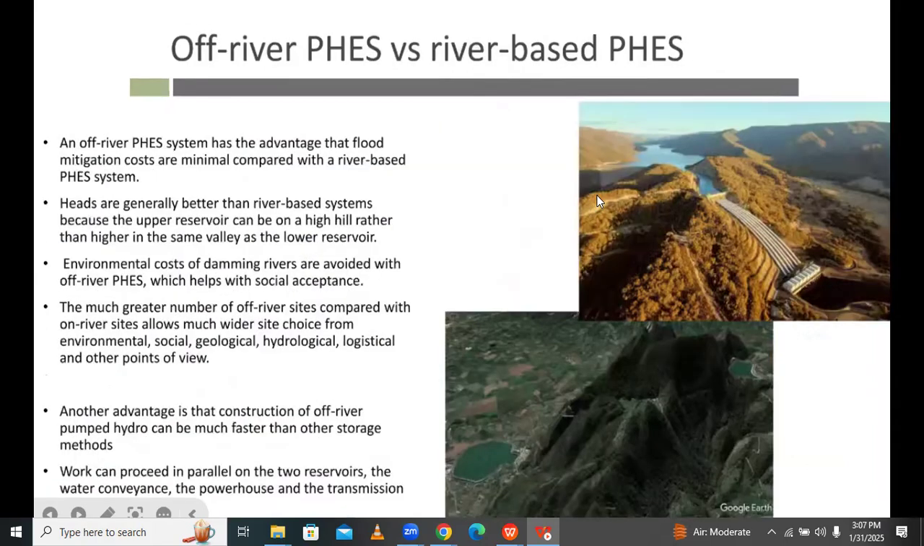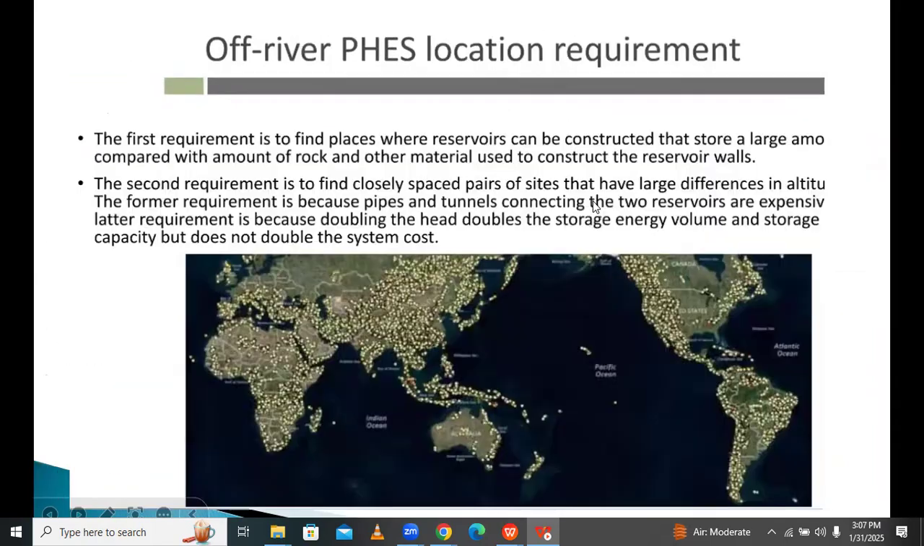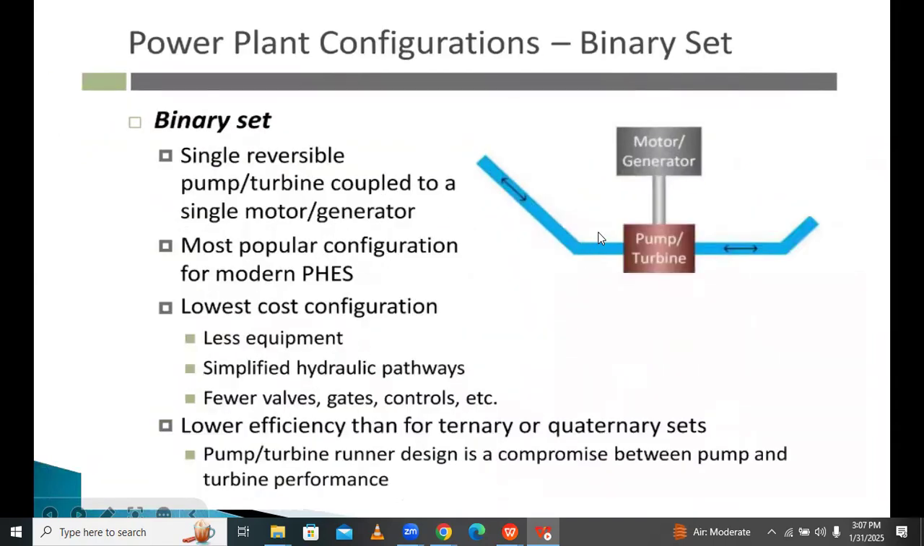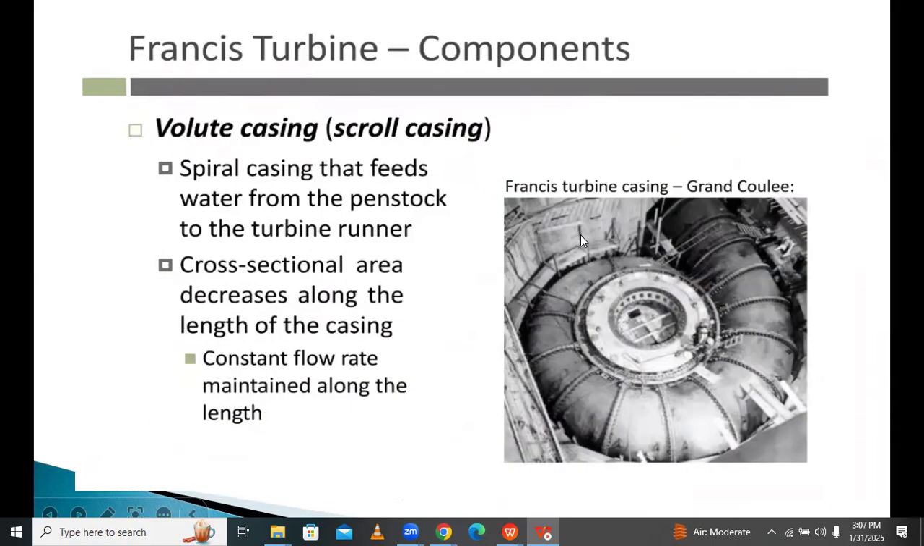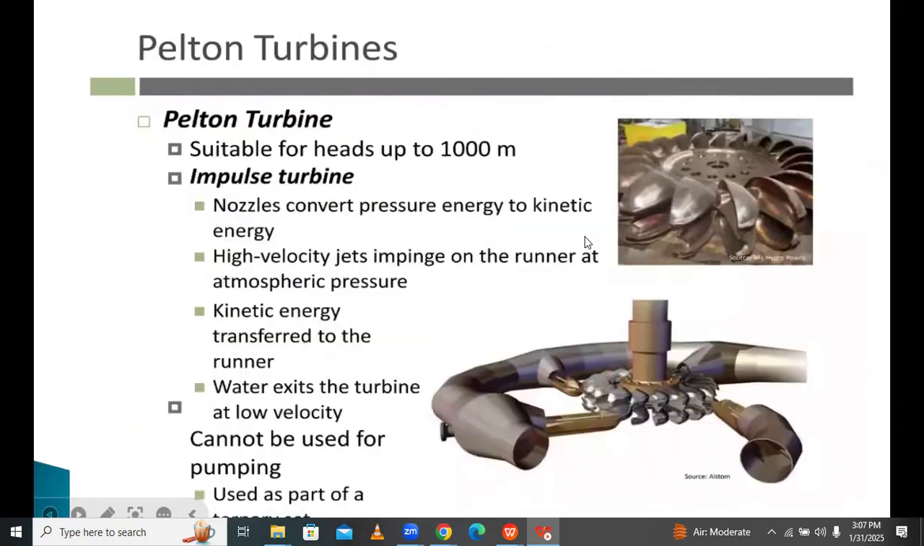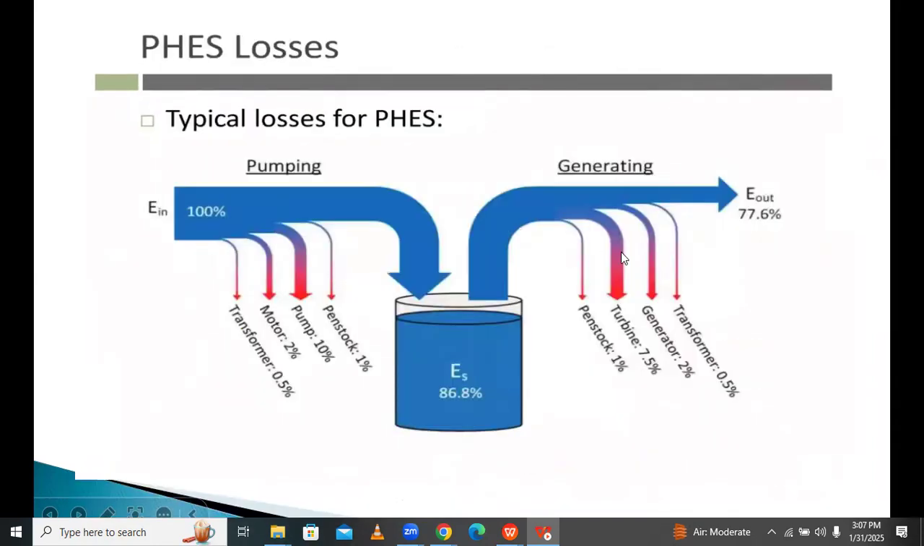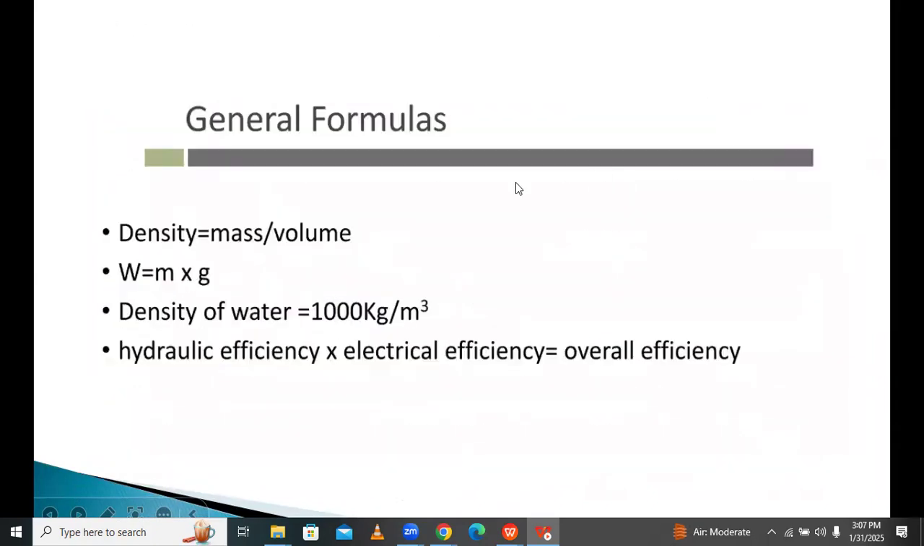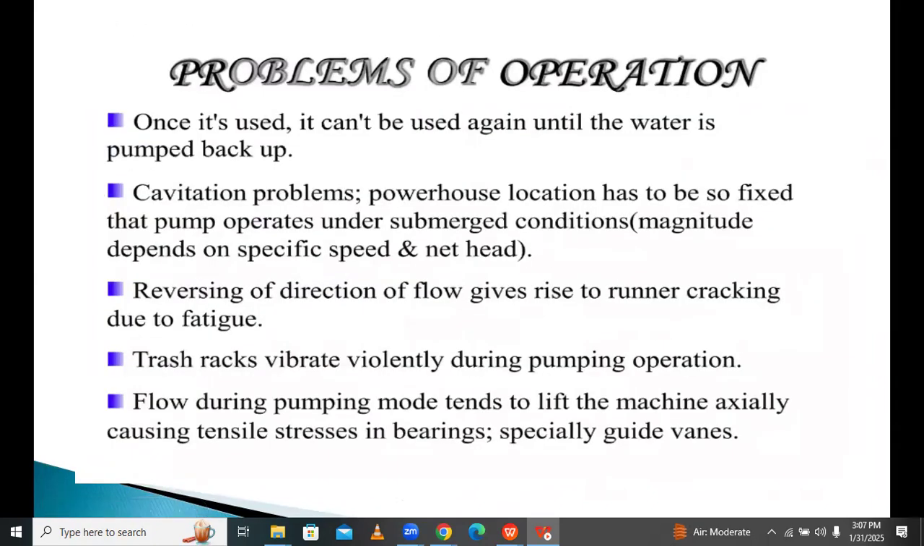Next, comparison, components and turbines. What are the different types of turbines used, and what is their working? Then what losses take place in PHS, and then the advantages, disadvantages, and problems. This is complete information regarding pumped hydro storage systems towards sustainable energy in future.